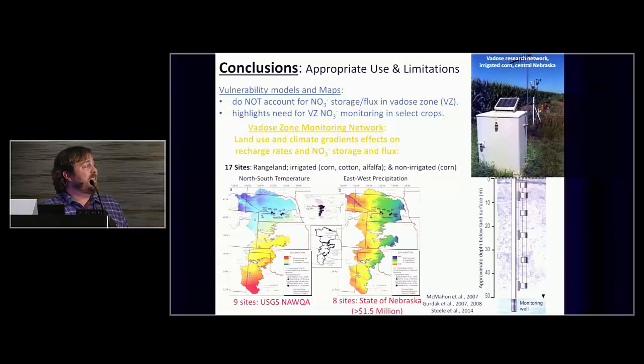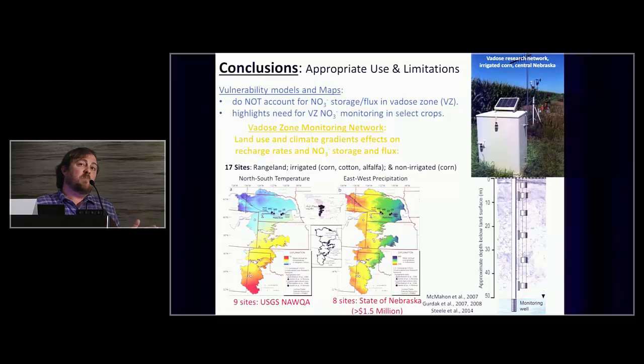So this is just an example of a vadose zone monitoring network I've been involved with for many years now. It was started originally as part of the USGS NAQWA program in the High Plains Aquifer, and over the last several years I've installed 8 more sites in Nebraska. We're getting very detailed information about how much nitrate is there, how fast it is moving, and recharge rates under different land uses. And it's really been beneficial for a lot of the land management there in central Nebraska.